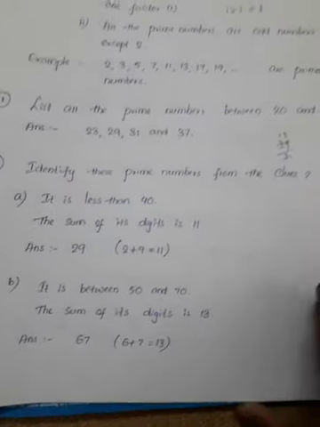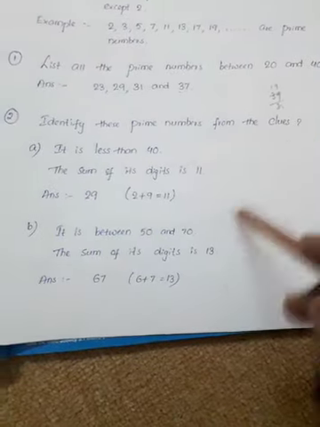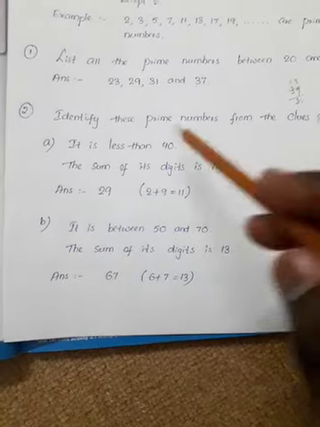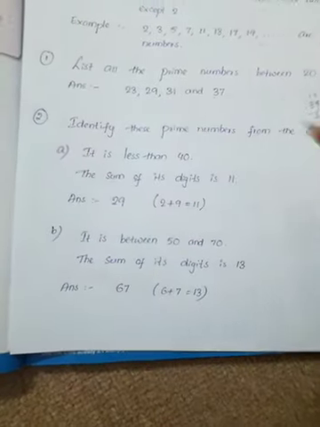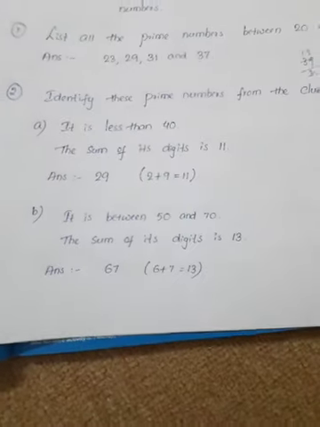Now, number 2. Example: identify the prime numbers from the clues. That means you have to understand the clues and you have to answer me. It is less than 40. The sum of the digits is 11.